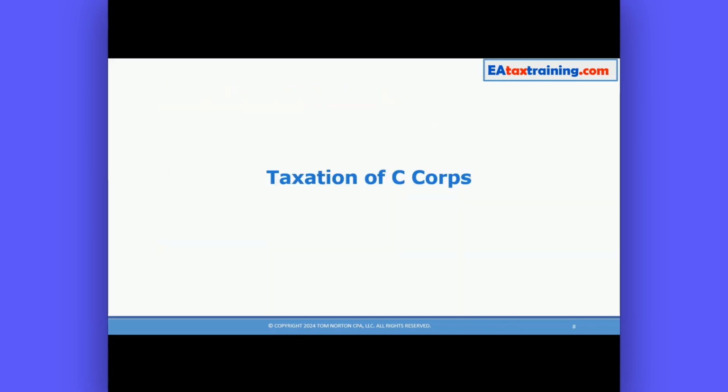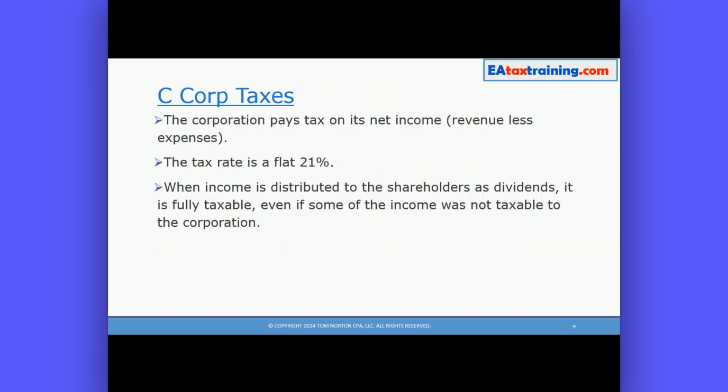So, taxation of C corps: the main thing is the tax rate is a flat rate of 21% on income. And of course, income is simply revenue minus expenses. And that 21% is on all types of income. So even if it is capital gain, there are no favorable capital gain rates for C corps. So they pay a flat 21%.